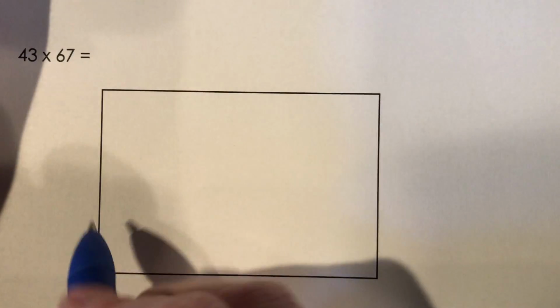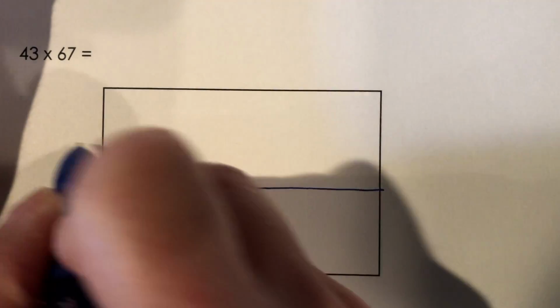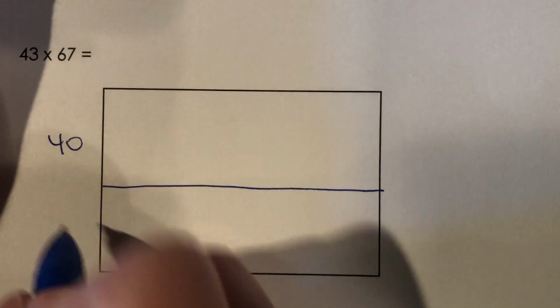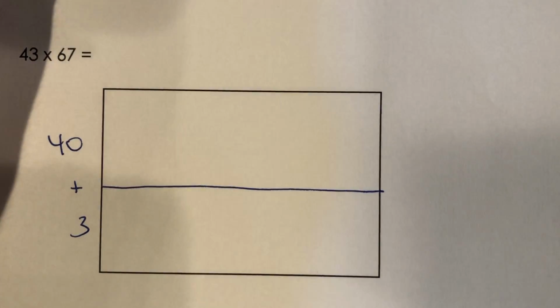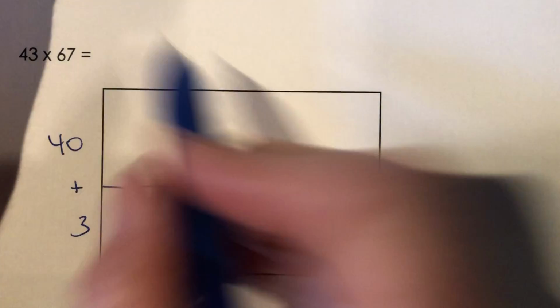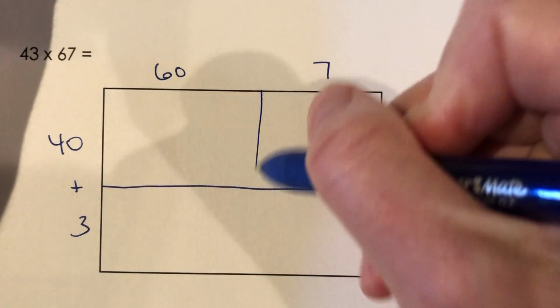Let's go. Letter C, 43 times 67. Okay, so on this shorter side, I'm going to put the 43, and I'm going to break that up into my tens, which is 40, and my ones, which is 3. So 40 plus 3, that's my 43. Now I have 67. I'm going to break that up into 60 and 7, my tens, my ones.